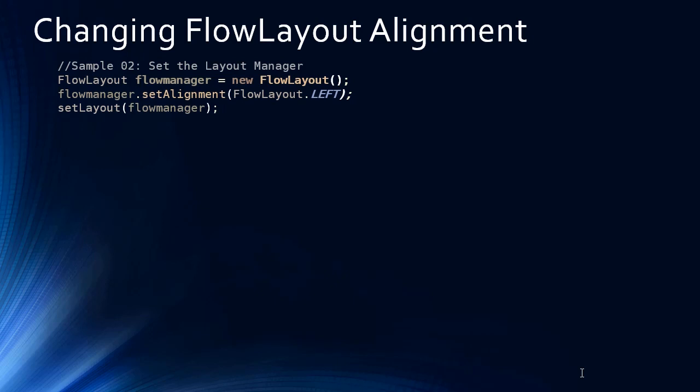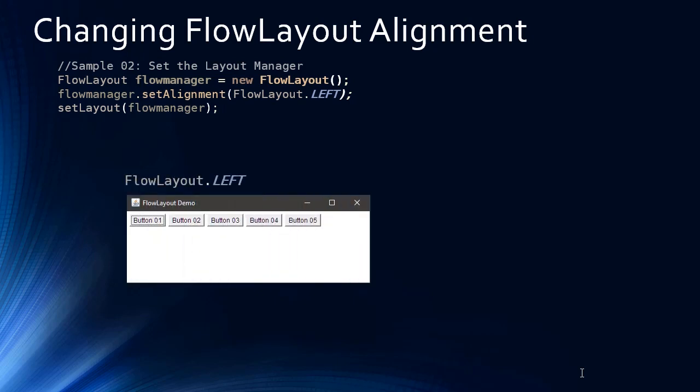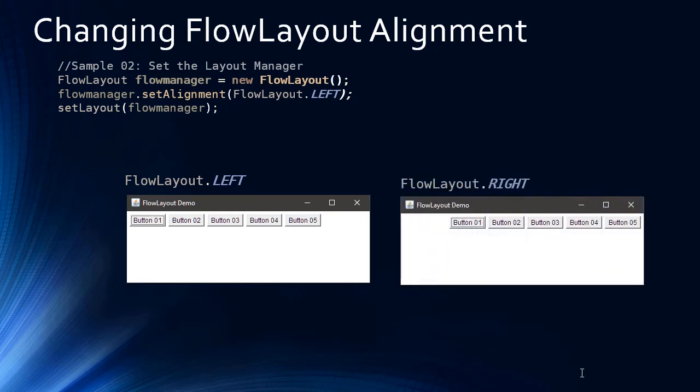So now when a FlowLayout manager is managing the controls, it lays out the controls from left to right. In the previous Eclipse demo, you saw that controls are laid out from the central location, right? Now, when we use the alignment as left, the controls are aligned towards left, and if we use right, the controls are aligned towards right.